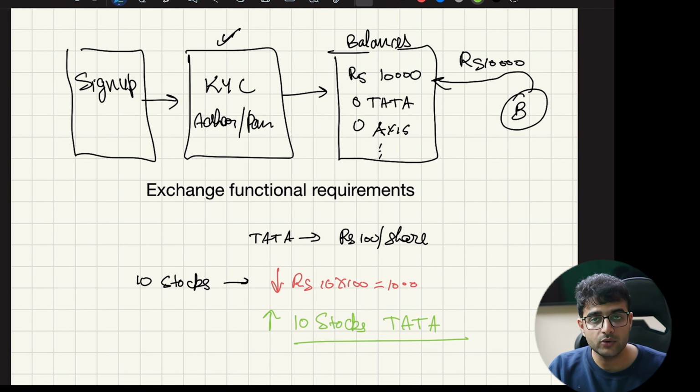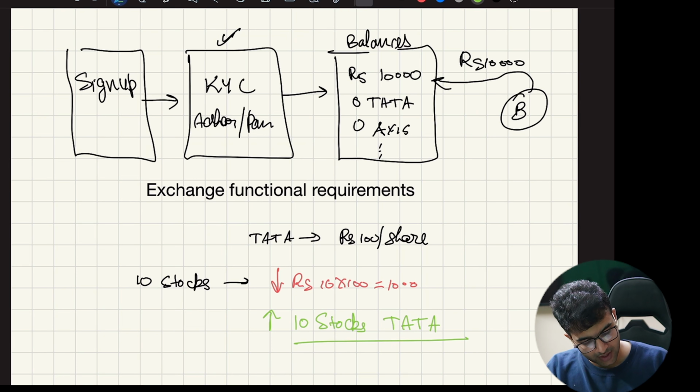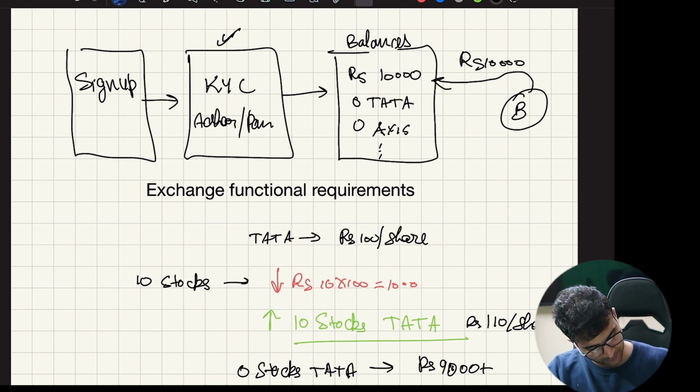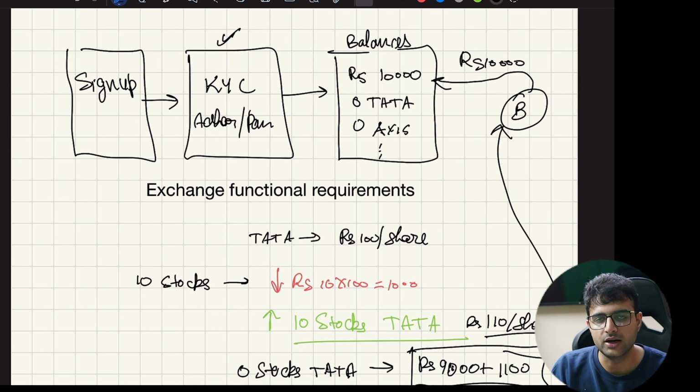Now you can hold on to these stocks for as long as you want. And let's say the price of the stock goes up. The price of the Tata stock after a year is 110 rupees a share. Then you can sell your 10 stocks, and by the end of it, you will have 0 stocks of Tata again. But you will have 9,000 rupees, which is what you were left with, plus 1,100 rupees that you just made by selling the stocks of Tata at a slightly increased price. And with this profit of 100 rupees, you can transfer it back into your bank account. You can trade more with it, and so on.